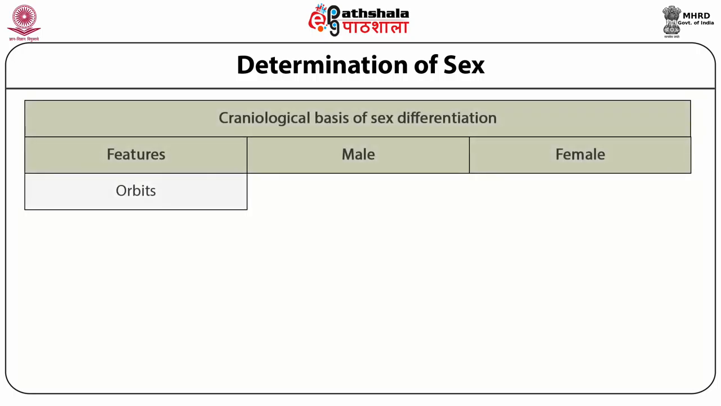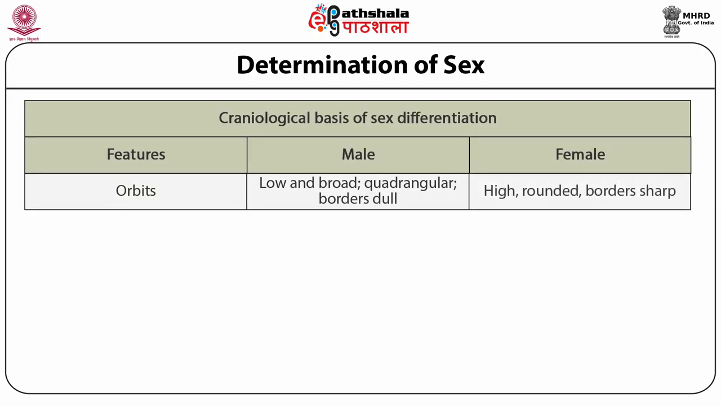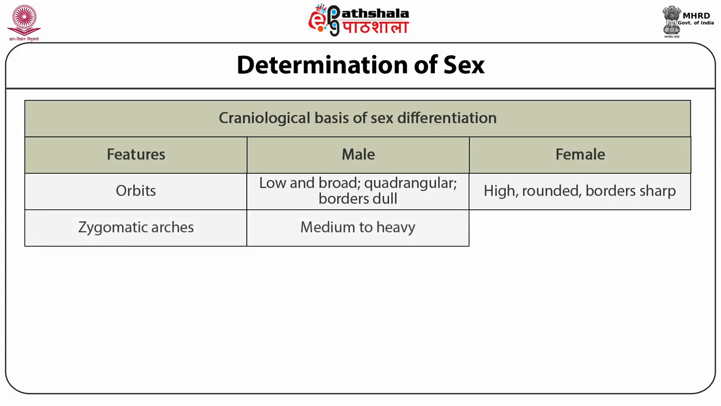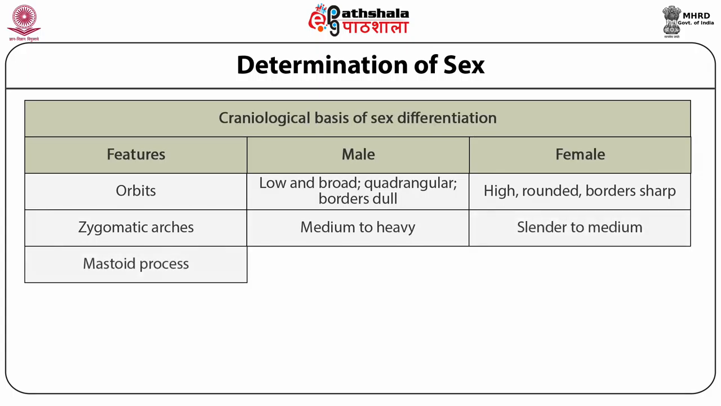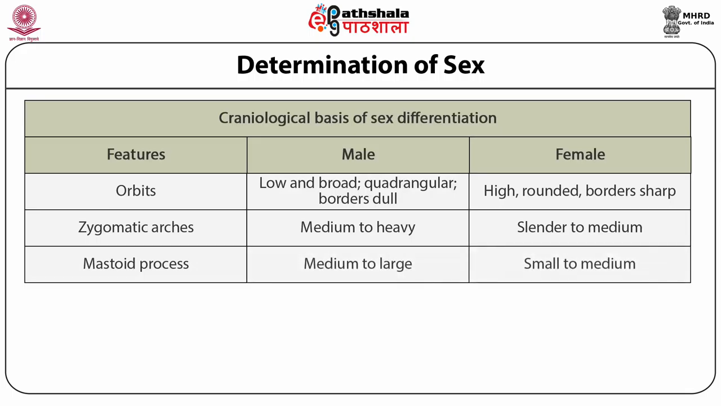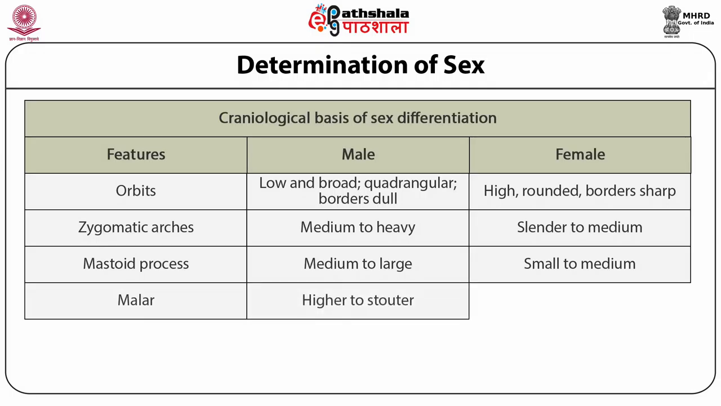Then orbits. In the case of male, they are low and broad, quadrangular, with dull borders, whereas in the case of female, they are high, rounded, with sharp borders. Then zygomatic arches, medium to heavy in males, and in the case of female, cylinder to medium. Then mastoid process, in the case of male, medium to large, in the case of female, small to medium. Then malar bone, it is higher and stouter in males, and in the case of female, it is lower and more delicate.